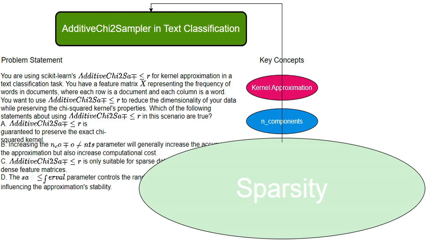This refers to how much empty space is in the data. Sparse data has many zeros, while dense data is mostly filled. Understanding this helps us see if a method works better with one type of data versus another. Some algorithms are more efficient with sparse data.